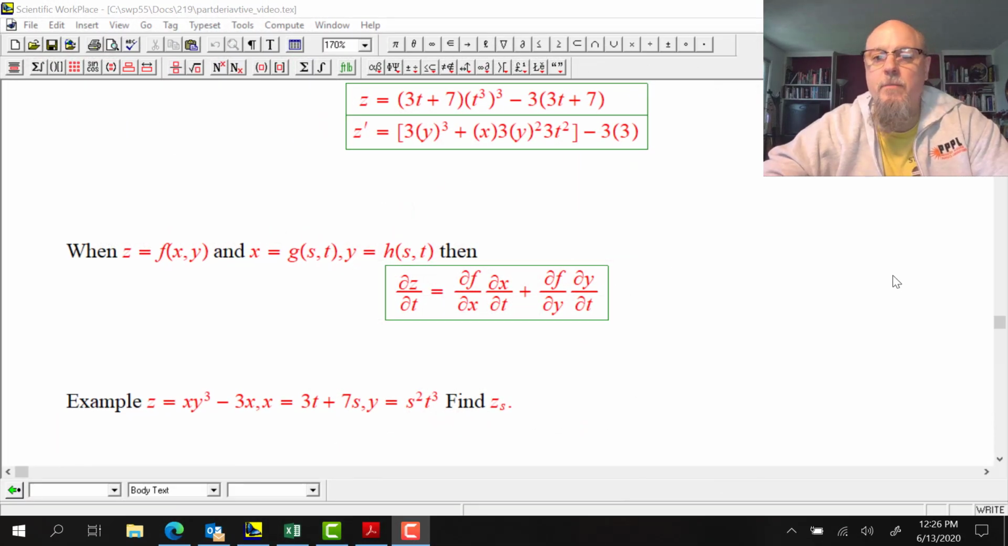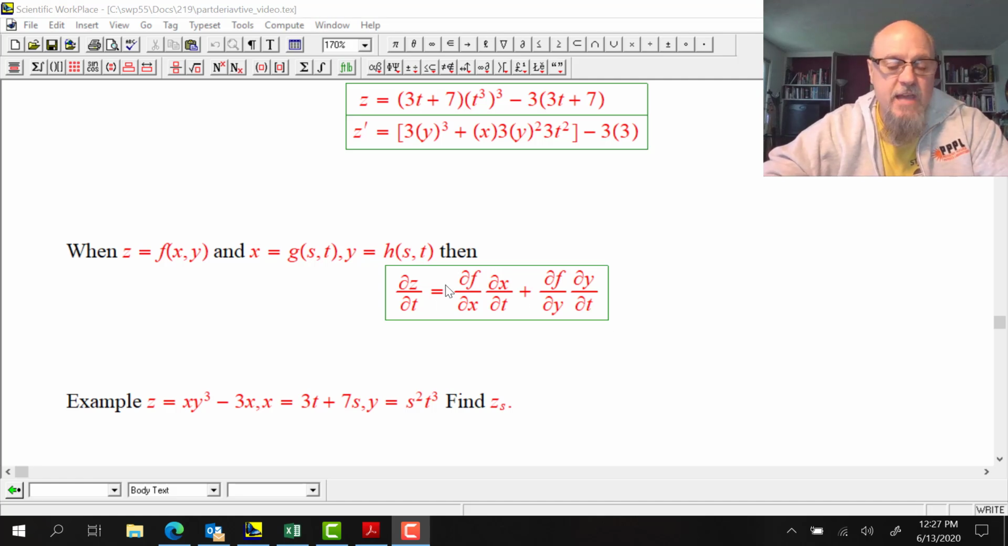So now let's expand upon that chain rule idea. Z is still a function of x and y. It's still a multivariable function, but the x and the y are also multivariable functions. So z depends on x and y, x depends on s and t, and y depends on s and t. So now there's two independent variables, s and t. There's two intermediate variables, the x and the y, and there's one dependent variable, the z.